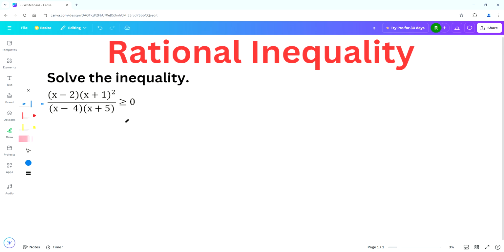The first step is to find the x-intercepts and vertical asymptotes for this rational function. Let's start with the x-intercept. We should set the numerator expressions equal to 0 and solve for x. Let's start with x minus 2. I get x equals 2. We can write this x-intercept as an ordered pair as (2, 0).